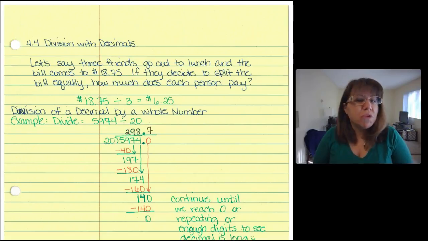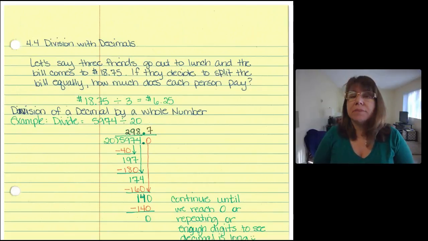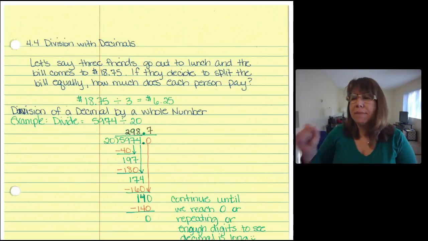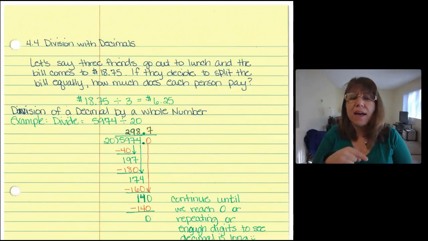Let's say 3 friends go out to lunch and the lunch bill comes up to $18.75. If they decide, instead of splitting up the check into, hey Bob, you ate that, and Sally, you ate that, what if they decide to split the check equally? How much will each person pay? Well, that's a division problem. So what we're going to do is divide 18.75 divided by 3. And if we figure that out, it's going to be $6.25.